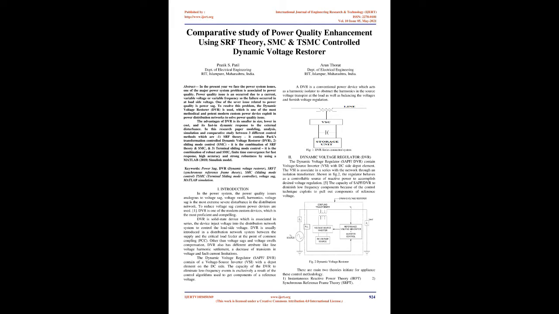Abstract. In the present year we face power system issues. One of the major power system problems is associated with power quality. Power quality issues occur due to variable current, variable voltage or variable frequency, so failure occurs at the load side voltage. One of the severe issues related to power quality is voltage sag.